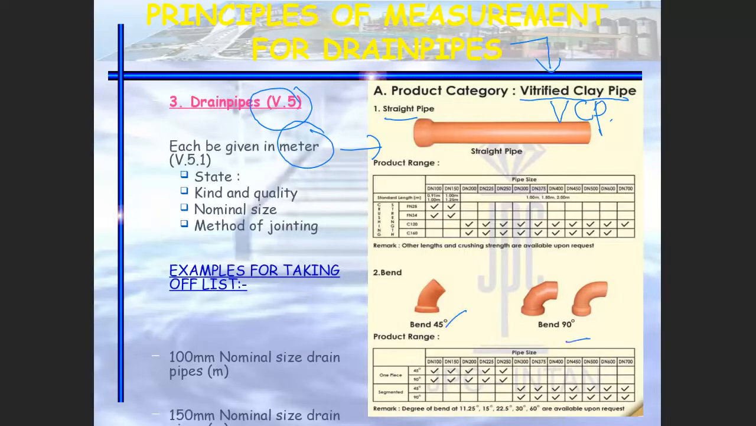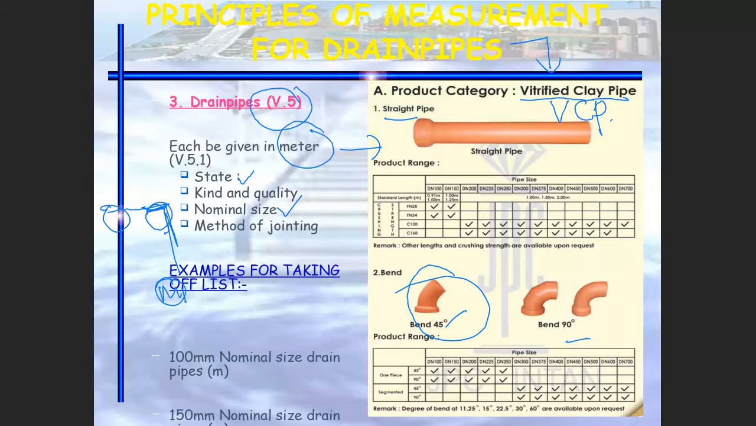Okay, I would like to highlight this one as well, because if you look at your layout plan, this is manhole number 1, this is manhole number 2, and this is manhole number 3, for example. So from manhole number 2 to number 3, they are bent. Okay, so if they are bent, you have to check which category that bend is made from, and this is one of the examples. Okay, what needs to be written in the description for the drain pipe: the kind and quality, the nominal size and method of jointing. So this is the example of taking off 100 mm nominal size drain pipe.